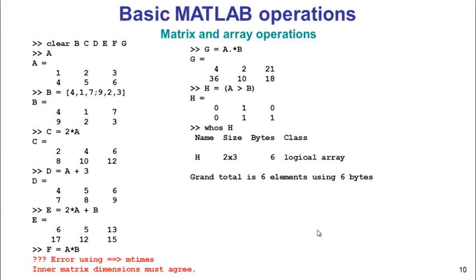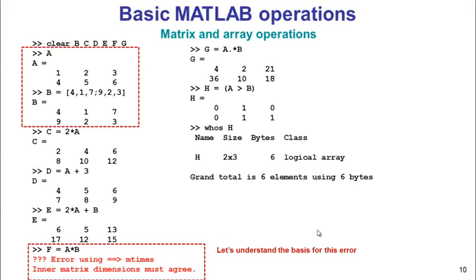Now let's go back to that error that we saw before when we tried to do a matrix multiplication. Remember when we had A as a 2 by 3 array and B as a 2 by 3 array, and then we said capital F is equal to A times B. We got this error here. Error using times. Inner matrix dimensions must agree. Now let's understand the basis for this error.